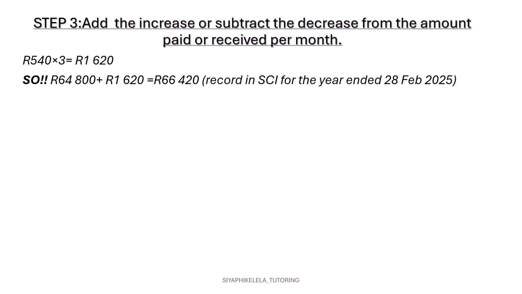So to 64,800 we should add this amount to get the full amount that will be recorded in the statement of comprehensive income, or the income statement, for the year ended 28 February 2025. So the amount that should be seen in the financial statement is 66,420.